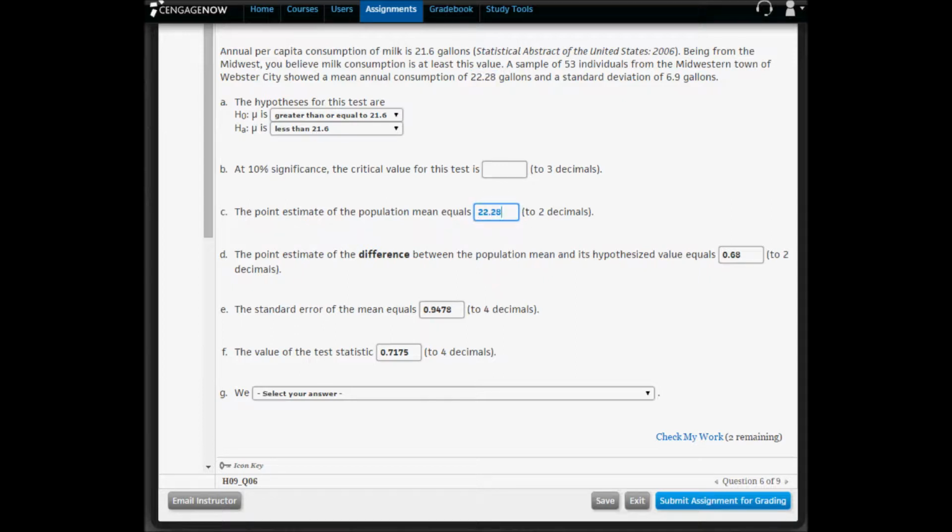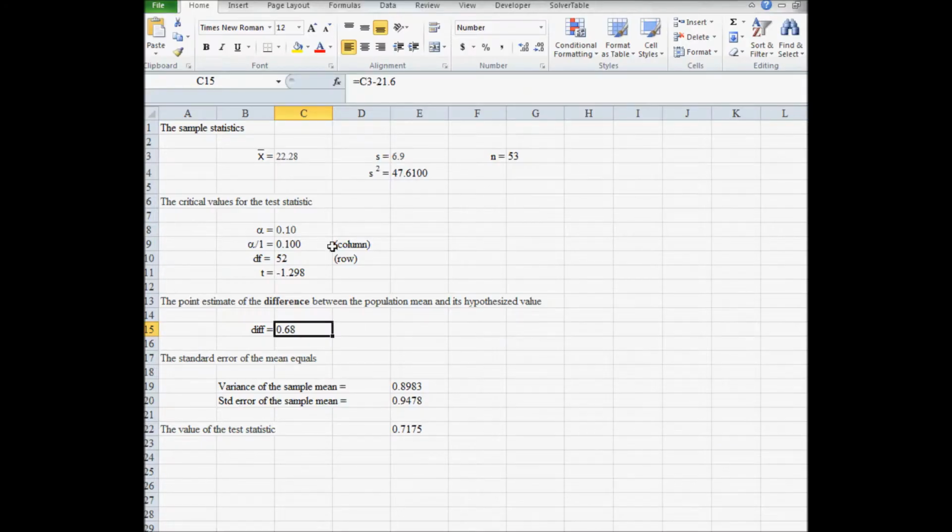And the critical value, which is a negative value because it's a lower tail test, the critical value was a negative 1.298.